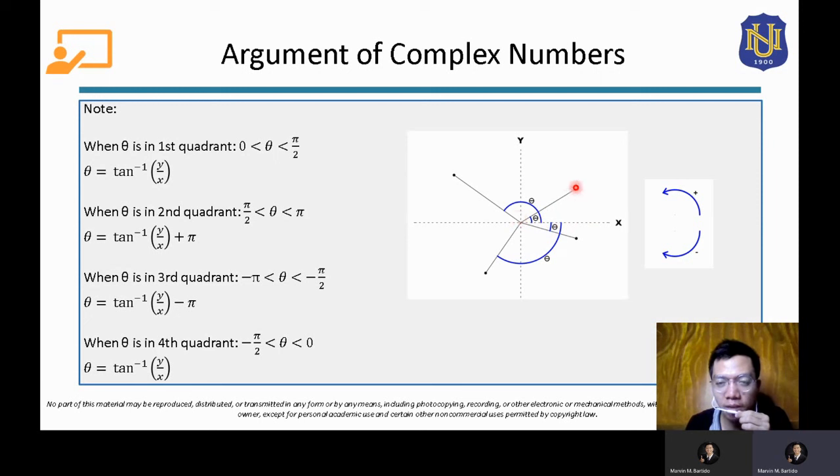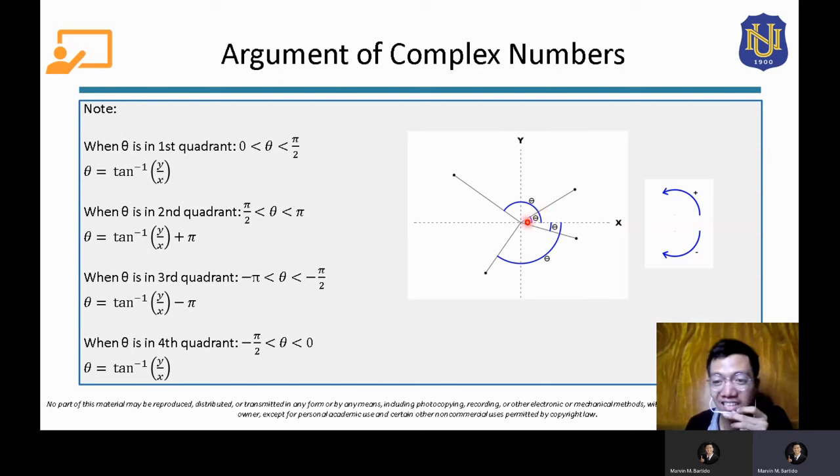So if your complex number is located here in your first quadrant, the argument will be this angle. This angle will be your theta, or your argument. If you're going to compute for this theta, it will just be given with this formula. It will just be the arctangent of y over x, wherein you got it from tangent theta. This will be the theta, and your y will be the opposite side, opposite to the theta, and this side will be the adjacent side, the side adjacent to the theta.